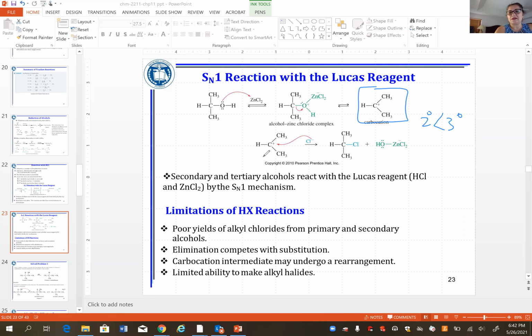So what are the limitations for the Lucas reagent, or limitations of the HX reaction? For primary and secondary, it is going to be very weak, because even though primary goes by Sn2, if it goes to the carbocation, it's even worse and is not going to happen fast. So it's a poor reaction. If it goes through an Sn1 reaction, a carbocation forms. Anytime a carbocation forms, that was for the E1 mechanism. For the Sn1 mechanism, there is a possibility for rearrangement.